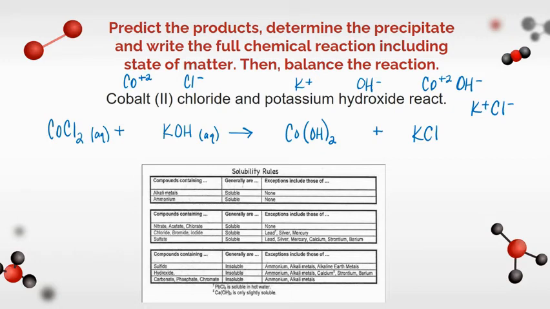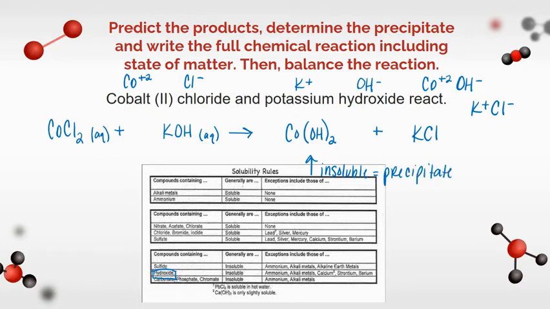So if I take a look at this first one, it's cobalt hydroxide. So if I look at the rules for hydroxides down here, they are insoluble except ammonium, alkali metals, calcium, strontium, and barium. And cobalt is not an exception. Therefore, this first one is insoluble, which means that is my precipitate.